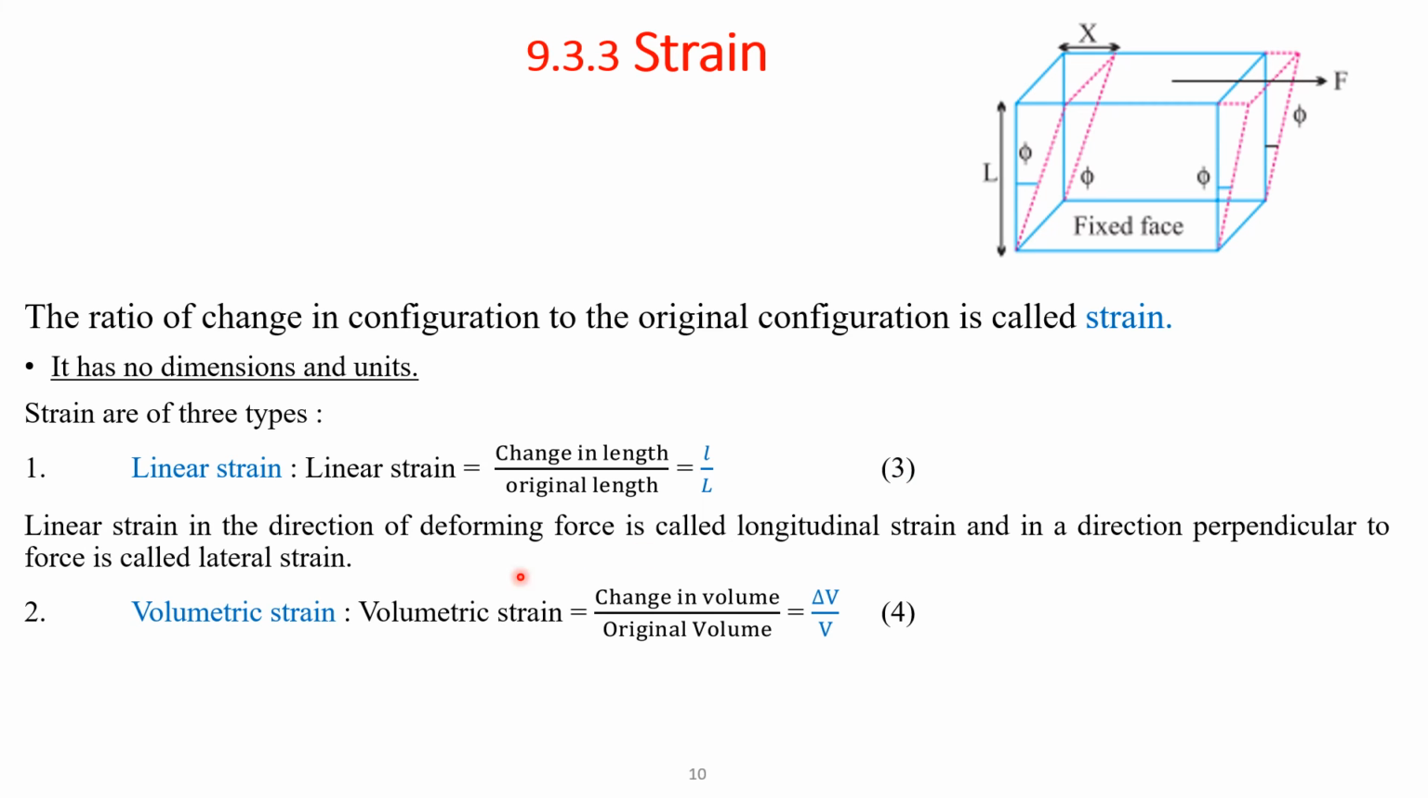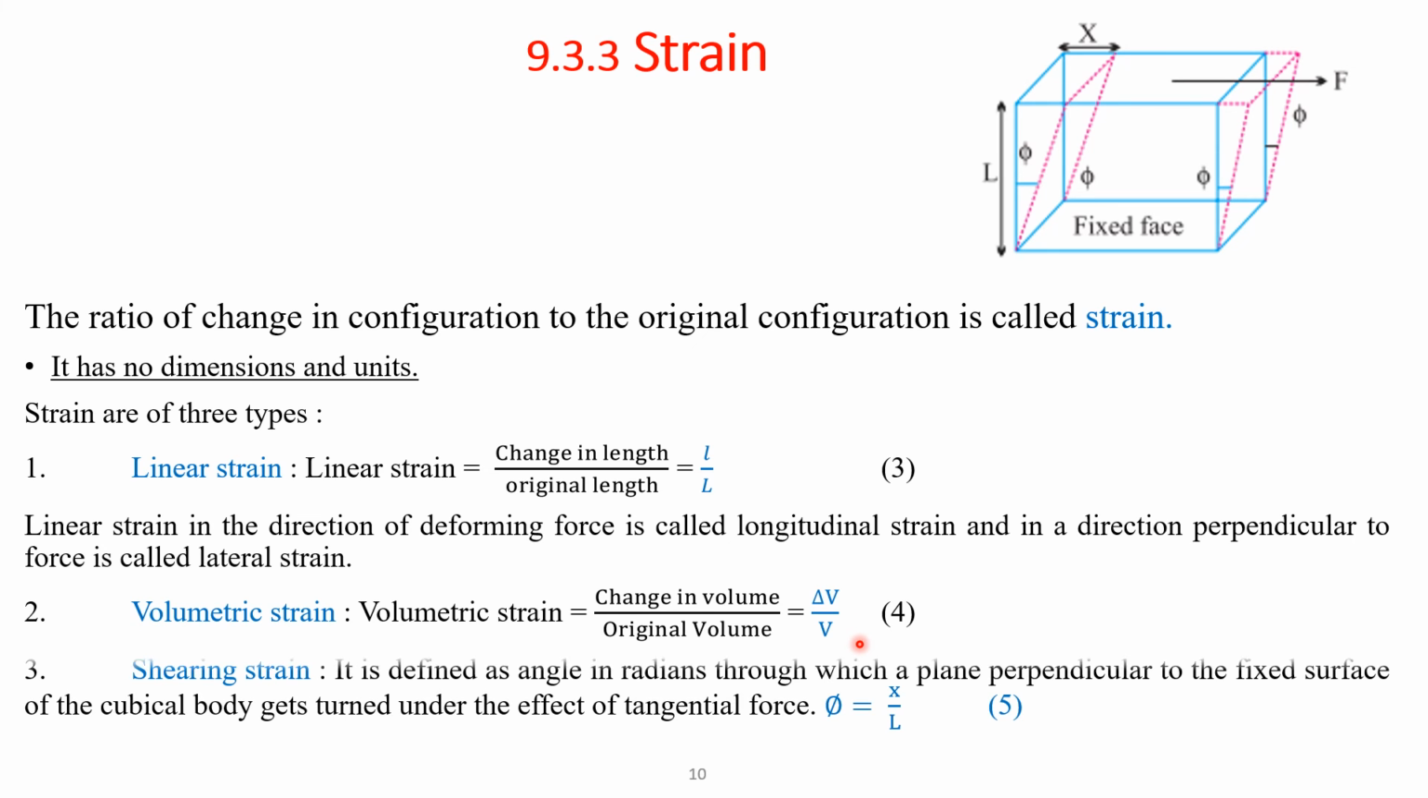The second type of strain is volumetric strain. Volumetric strain is equal to change in volume divided by original volume. That is equal to delta V by V. The third type of strain is shearing strain.